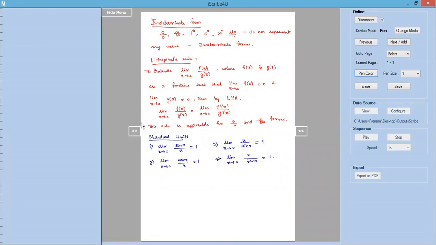These standard limits are obtained by applying L'Hopital rule only. Each one of them is of the 0 by 0 form. So applying L'Hopital rule by differentiating numerator and the denominator separately, and evaluating the limit as x tends to 0, we'll obtain the limit values as 1.